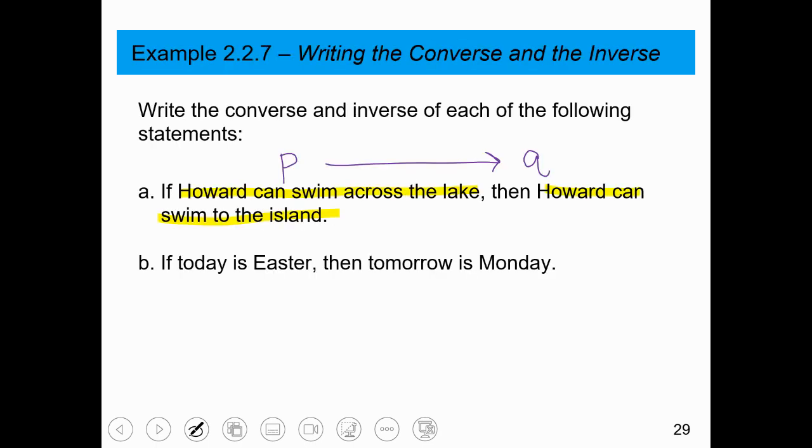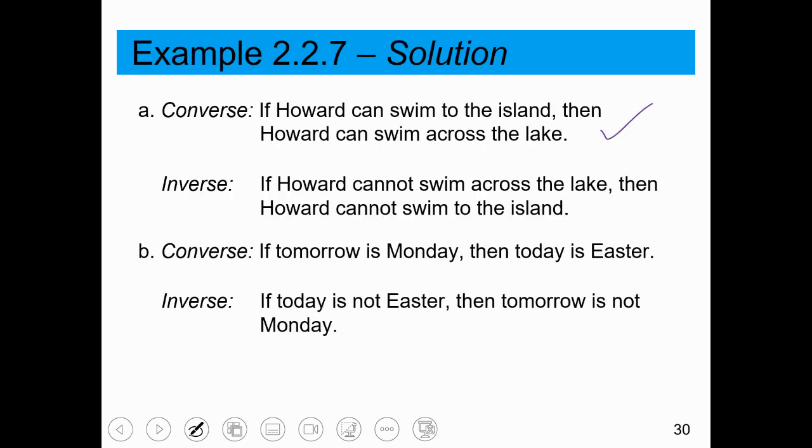All right, the inverse, I'm going to keep them in this same order. I'm just going to negate them. If Howard cannot swim across the lake, then Howard cannot swim to the island. We have that here. So notice the converse is switching P and Q. The inverse is negating P and Q. And the contrapositive, which we talked about previously, is a combination of the converse and inverse, where you switch P and Q and negate them.